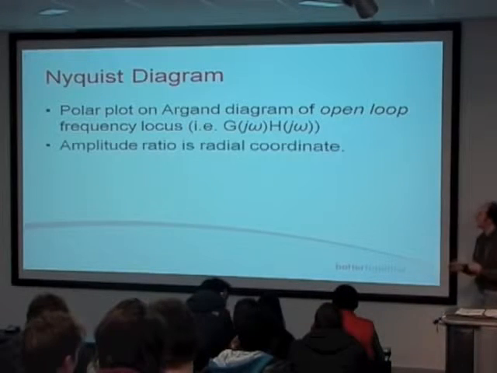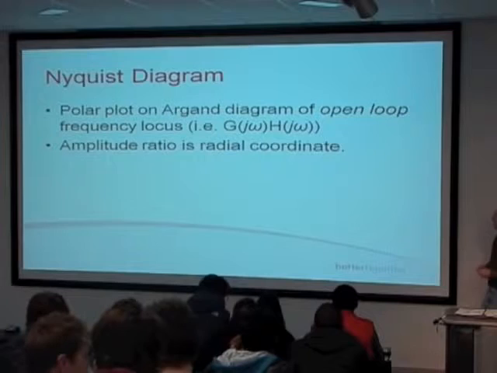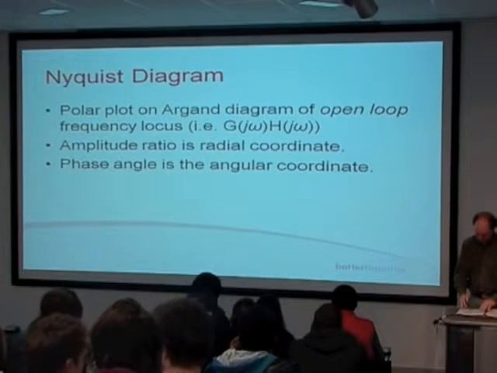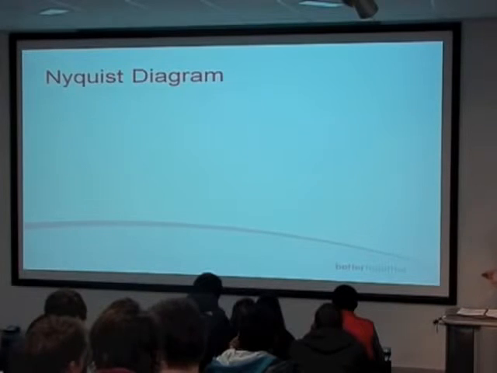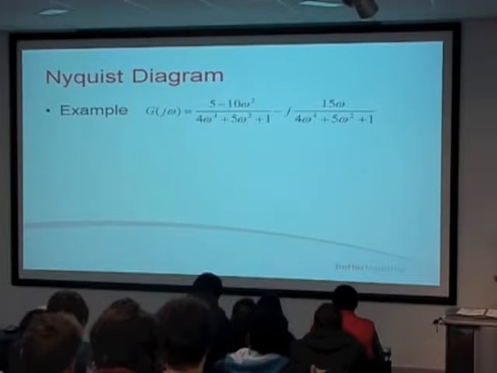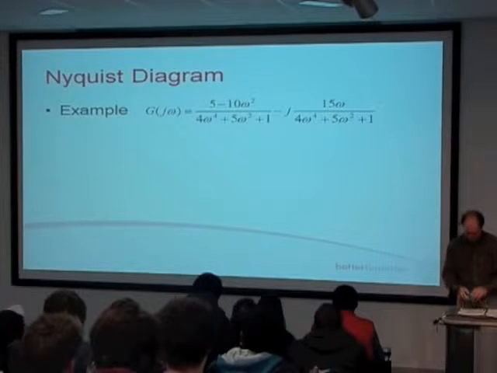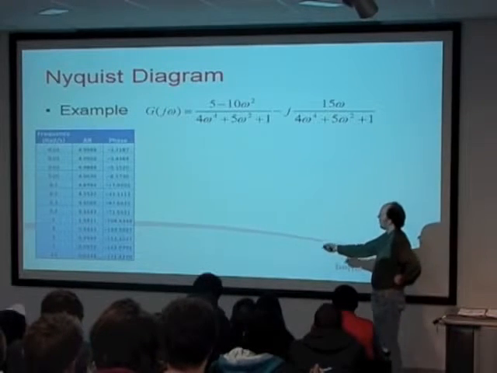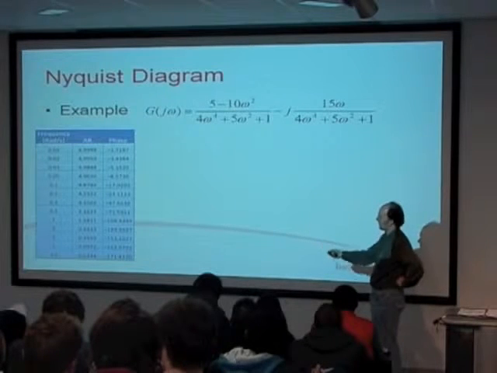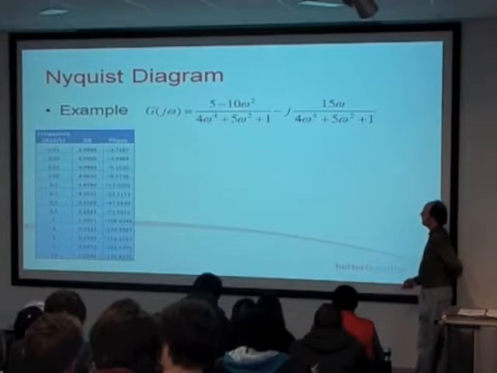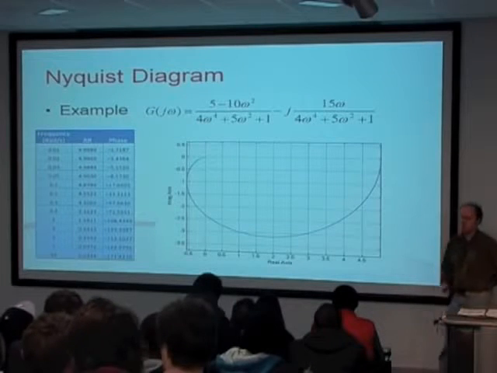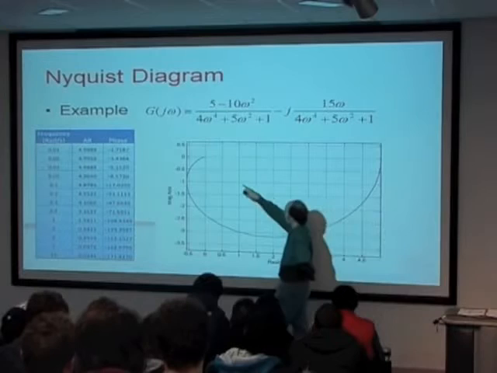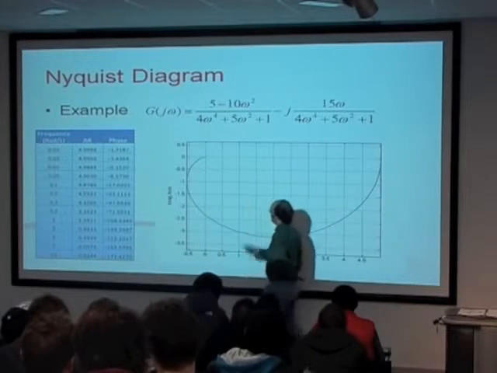And so how does that look? Amplitude is the radial coordinate, and then the phase is the angular coordinate. With our example, there was our transfer function in the frequency domain, and there's the table of response. I've taken out the real and the imaginary parts here because all we want is the amplitude ratio and the phase. And that is the Nyquist diagram for that system. There's the origin, 0, 0.